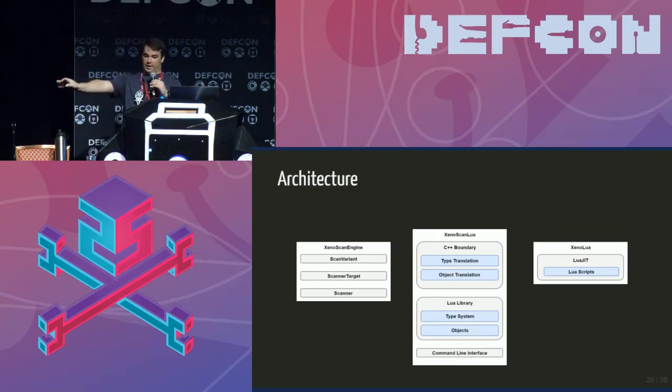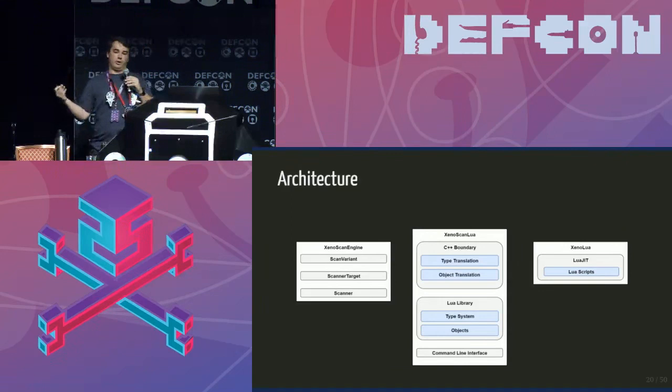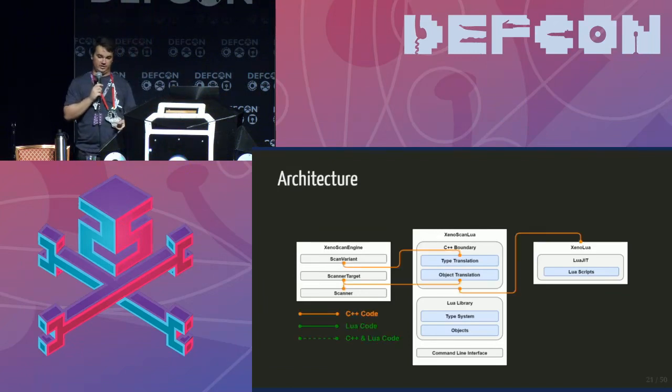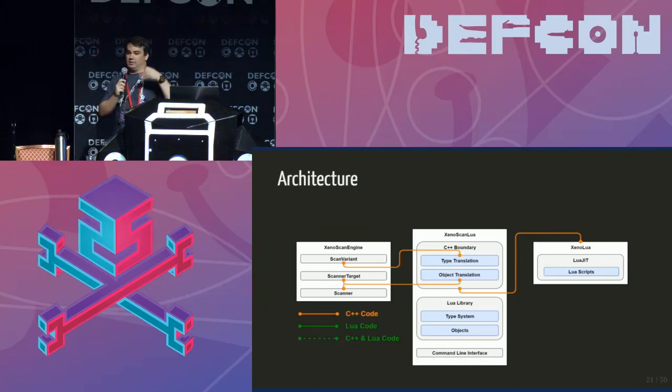Then the project all the way on the right, XenoLua, is just a wrapper around Lua. Lua's kind of old school, written in C, not really easy to use. So what I've done is write a wrapper around it that has a variant system and everything to make it easier to use. And then in the middle you have XenoScan Lua, which ties everything together like so. There's C++ code doing object translation of the scanner targets and the scanner, as you can see with the orange lines. And then there's type translation of the variants. And that C++ level translation then goes and talks to XenoLua and exposes these objects and types to Lua.